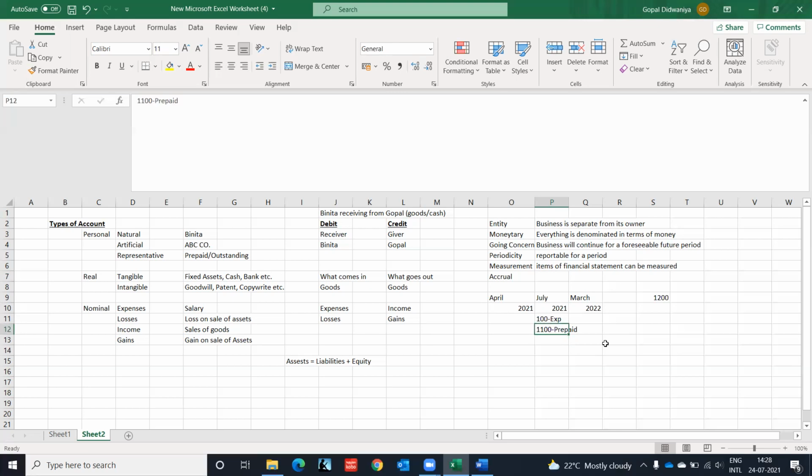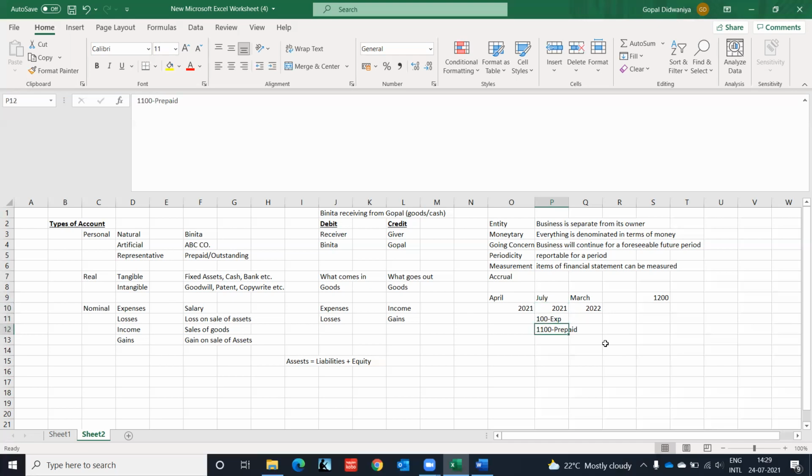Suppose you have an income of 100 today, and you have an expense which goes for the next 6 months, 10 rupees each month. If you book everything as expense in today's July period, what will be your profit? 100 minus 60, 40. And in coming periods, when you have the income, you will not have other expenses at all. So your profit is inflated at that time. Due to that reason, we give equal importance to periodicity, costs are reported in the period when incurred.